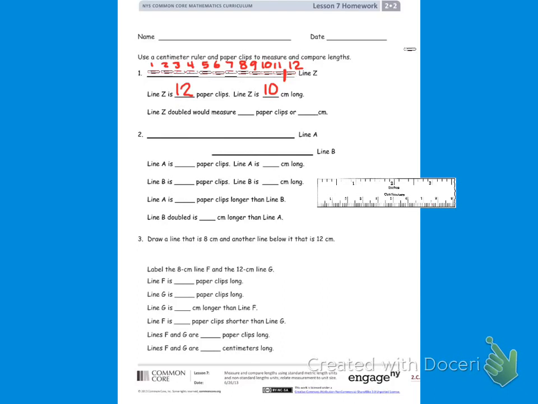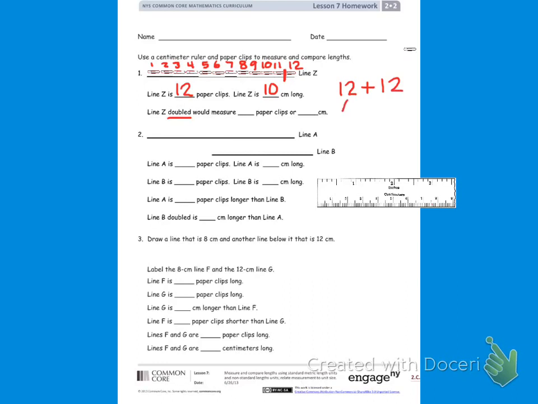It says line Z doubled would measure blank paper clips or blank centimeters. So doubled means we have to add the same number 2 times together. So let's do the paper clips first. We can see that there are 12 paper clips for line Z. So if we're going to double it, we'll add 12 and 12.